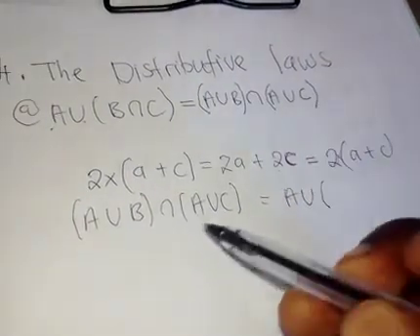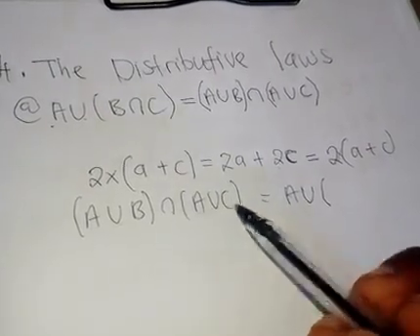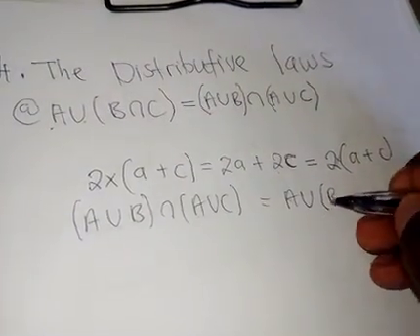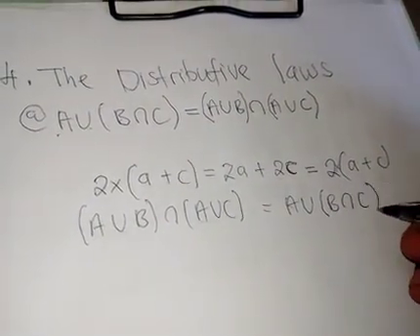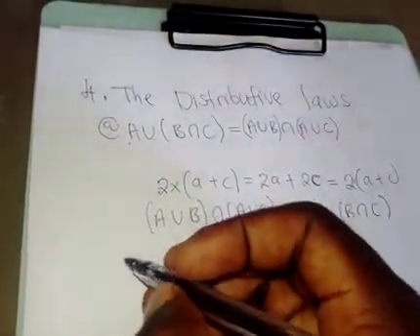Then what is remaining? B intersect C. So say B intersect C. So these are called distributive laws. So that's the first one.